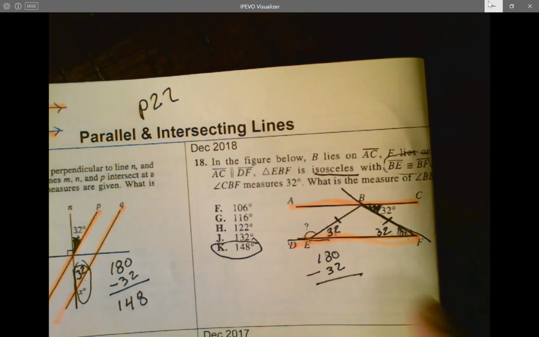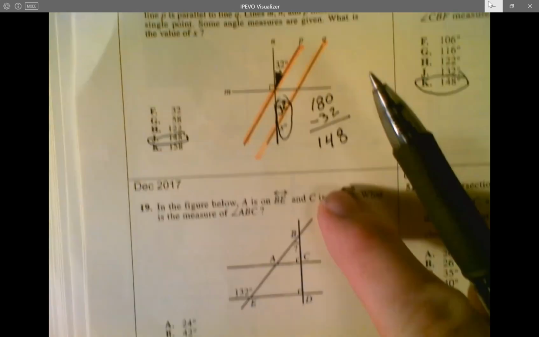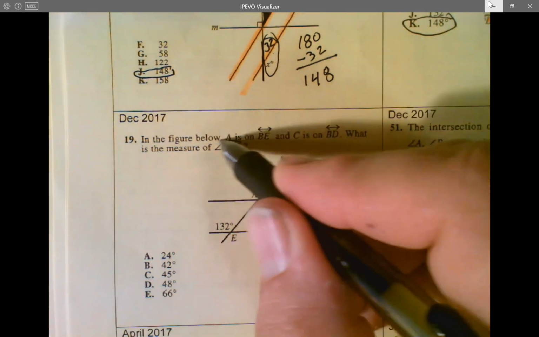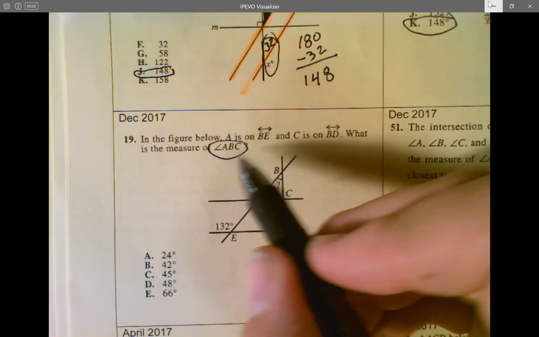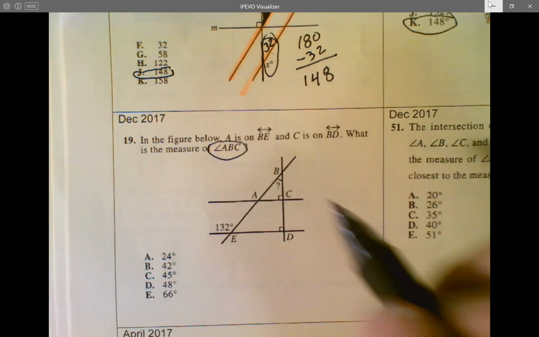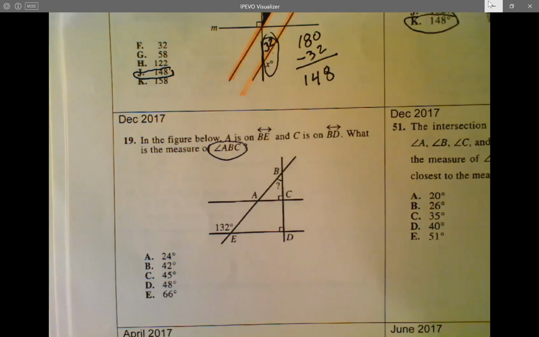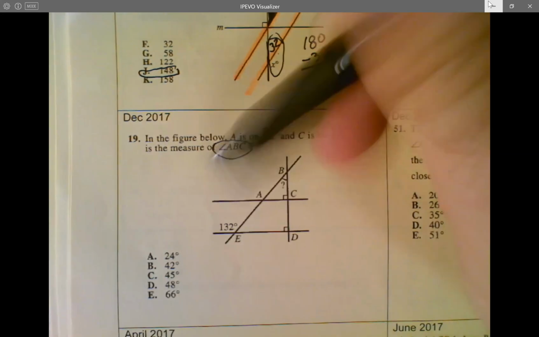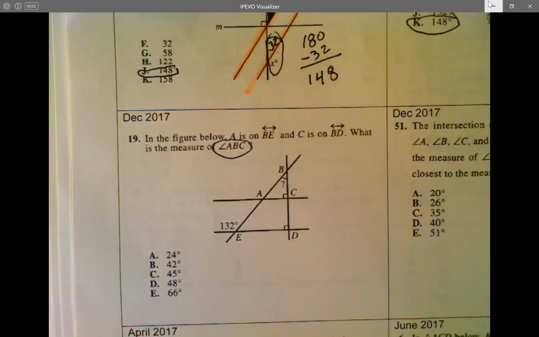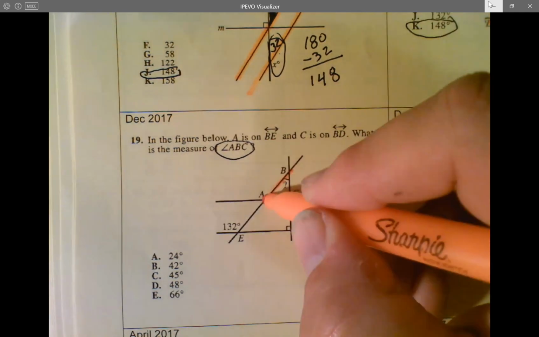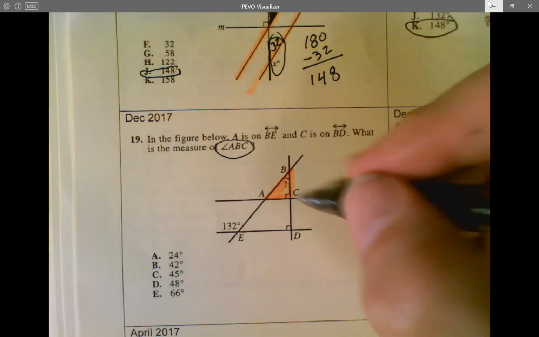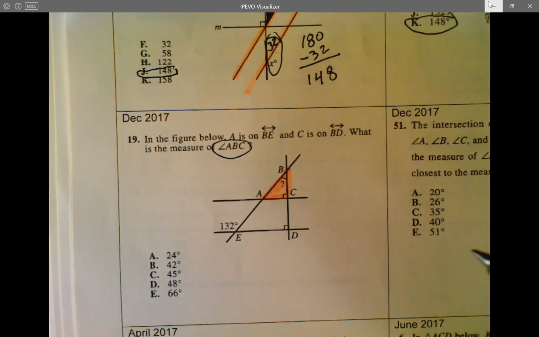Let's look at the one down here, number 19. They give us a figure and they say, what's the measure of angle ABC? Now, do you notice that the question mark is in the picture? So one of the strategies for math is if you see the question mark in the picture, try not to read, try to go right to the problem. We're trying to get that one. Now, I do notice a triangle here. Does anyone remember what all the angles in a triangle add up to equal?